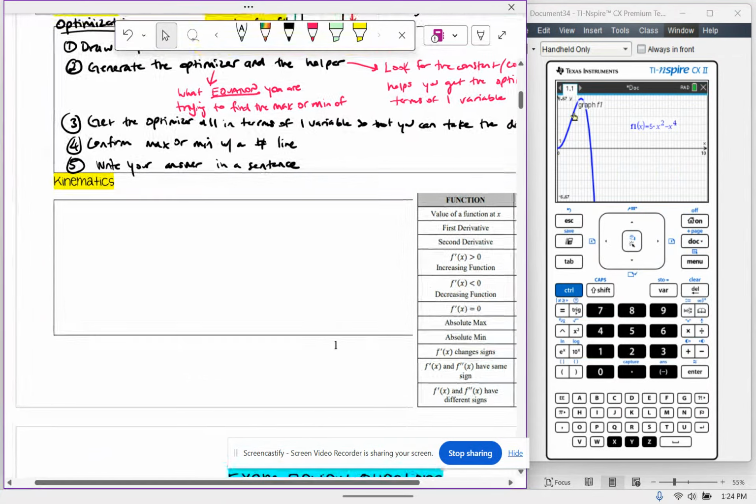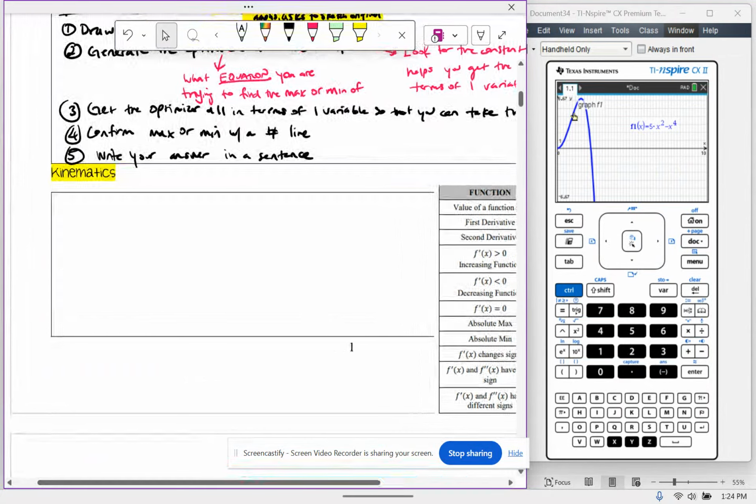Okay, so when we're thinking about kinematics, we're thinking about linear motion. We're thinking about motion along a line. So if you wanted to think about the origin as the starting point, right? And any motion to the right of the origin would look like this. Any motion to the left of the origin would look like this.